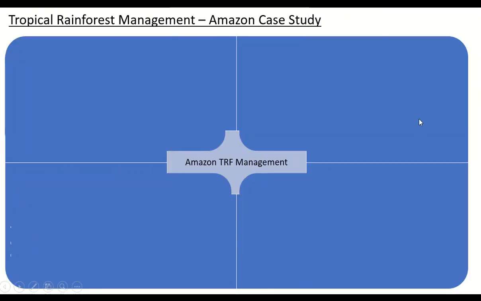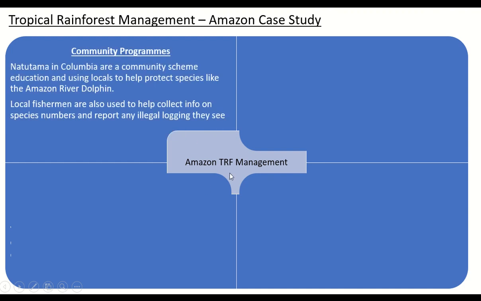So we need to manage it, and looking at the Amazon specifically as a case study of how we manage the tropical rainforest. So we've used the case study which is in any of the revision guides, so there's a good summary of it here, like I said. One of the ways that we can manage the rainforest is by community programs, and I've got some specific examples for you here. So in Natutama in Colombia, there's a community scheme that educates the locals in protecting species. So it helps the locals who would be deforesting areas or using the rainforest a certain way to try and preserve important species like the river dolphin.